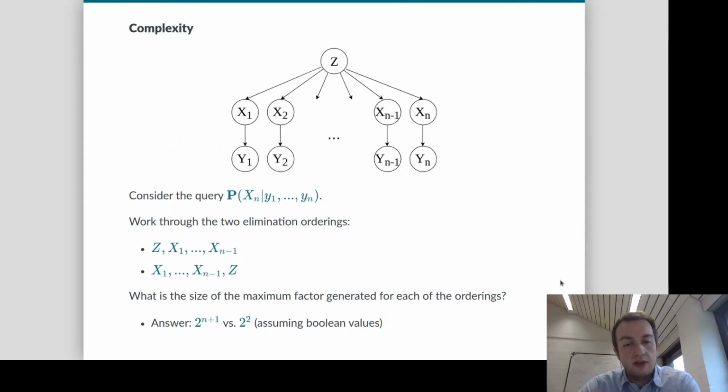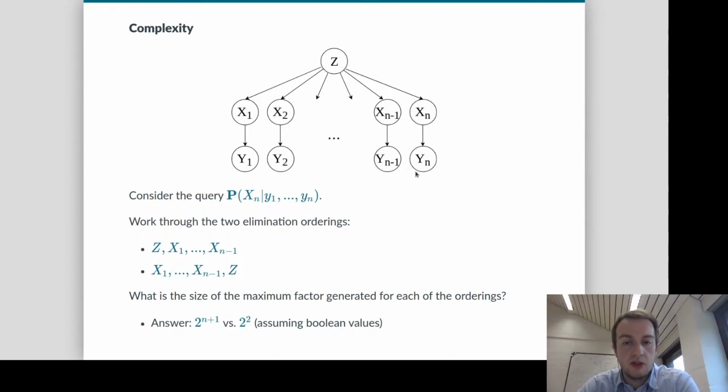So this is nice, but let's reason a bit about the complexity of this algorithm. For this, let's consider a scenario where we have a single variable z at the root of our Bayesian network. This variable z would be connected to n variables, x1, x2 to xn, and each of them would be connected to another variable, y1, y2 to yn. Let's say the query that we would like to perform is to compute the conditional probability distribution of the variable xn, given some observed evidence values for all the y variables.